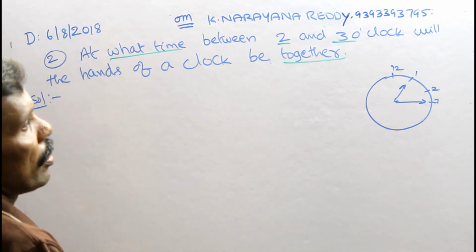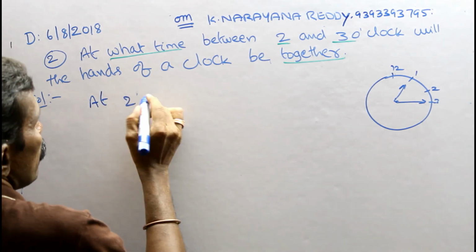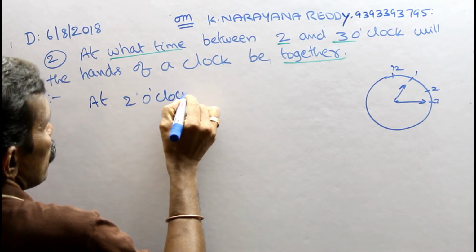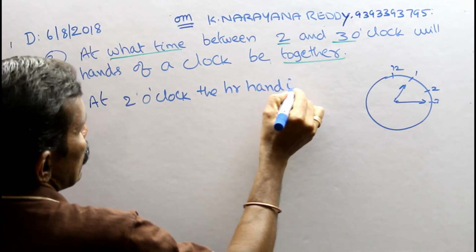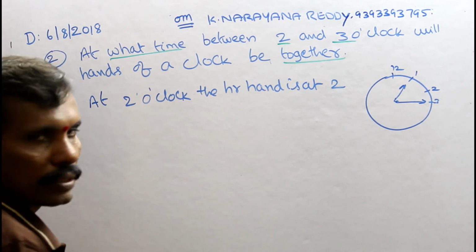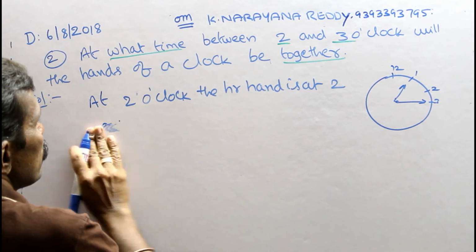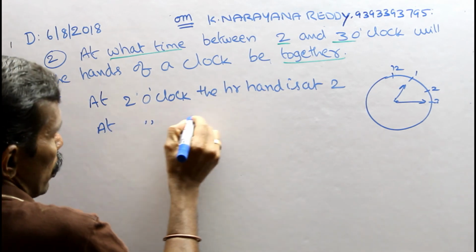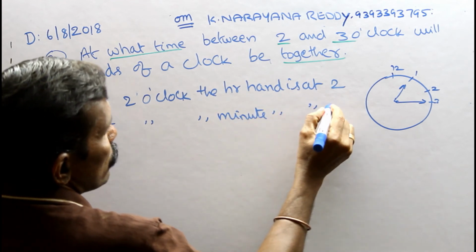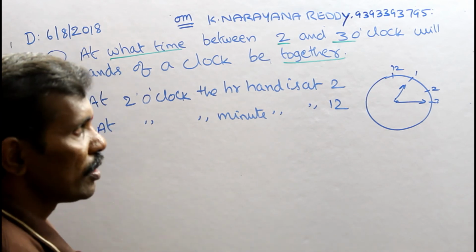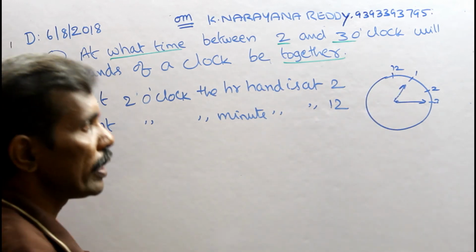At 2 o'clock, the hour hand is at 2. Yes, the hour hand is at 2. The minute hand at 2 o'clock is at 12. Okay, so the minute hand is at 12 and the hour hand is at 2. That is at 2 o'clock.